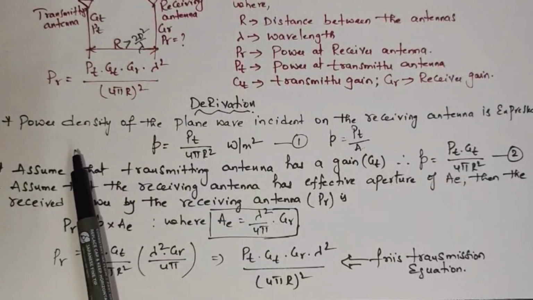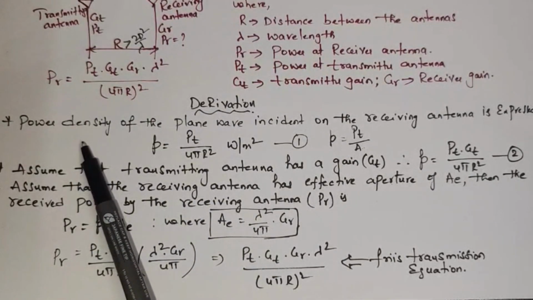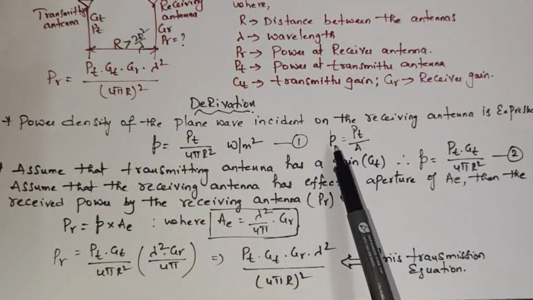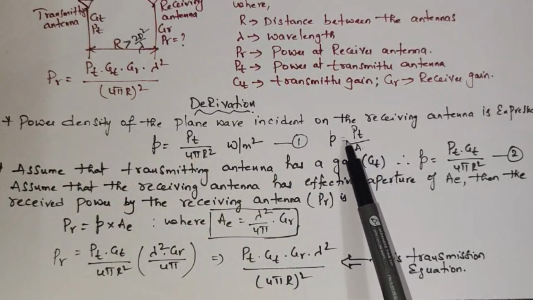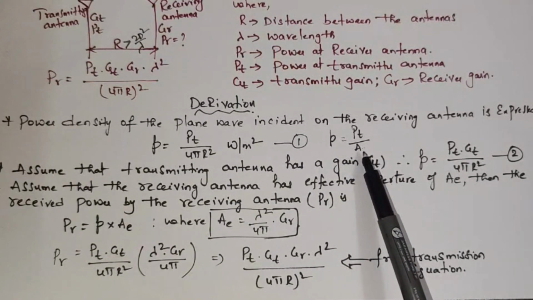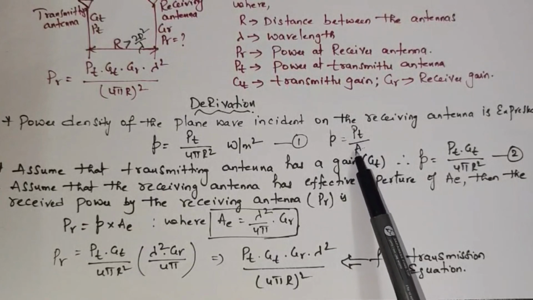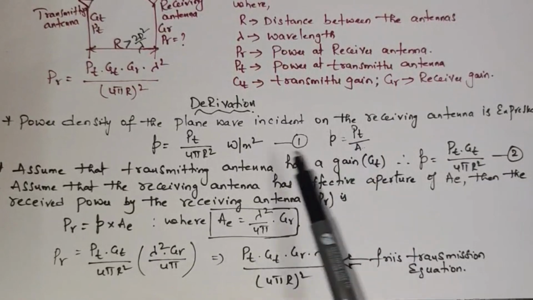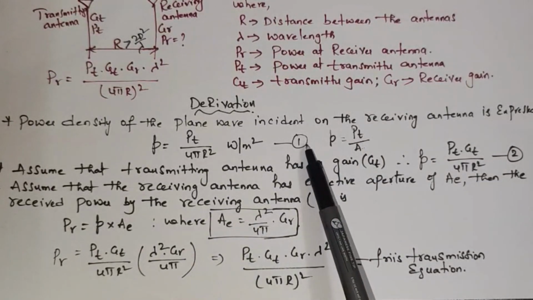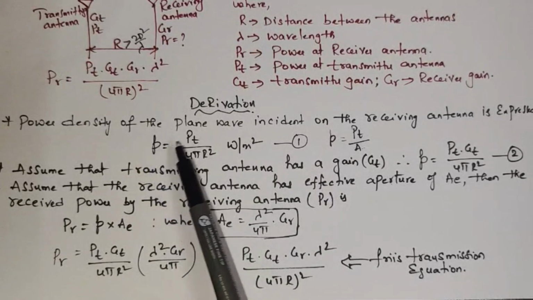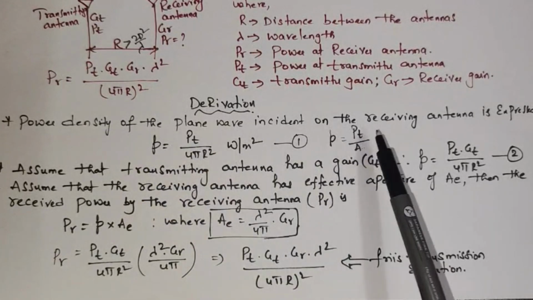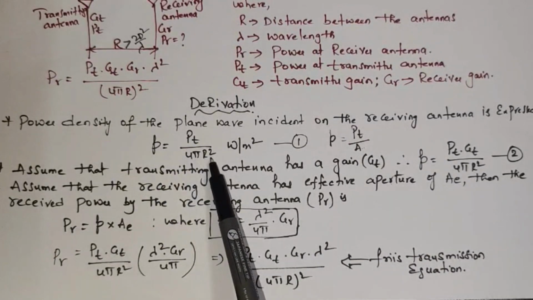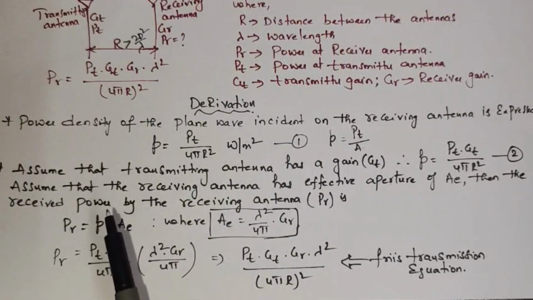For the derivation, consider first the power density. What is the formula for power density? Here the power density is represented as small p. It is the total radiated power divided by surface area. We already know that surface area is equal to 4 pi r square. So if you substitute 4 pi r square for the surface area, you will get equation 1.